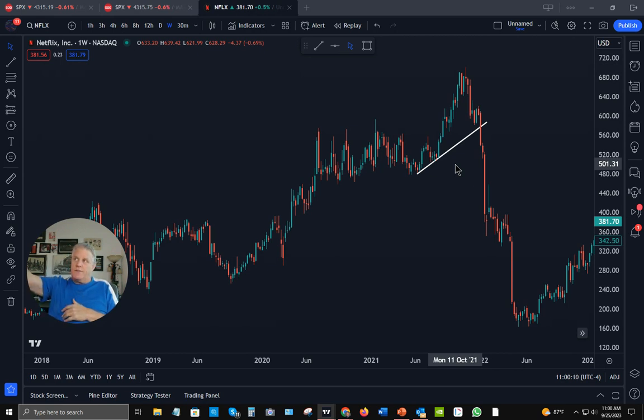I did this one on Netflix on a weekly, but if you're on a 5-minute S&P chart and you're long and you break a trend line on a 5-minute chart, you can also lock in profits. So again, you can apply it to all trading styles and all trading assets.